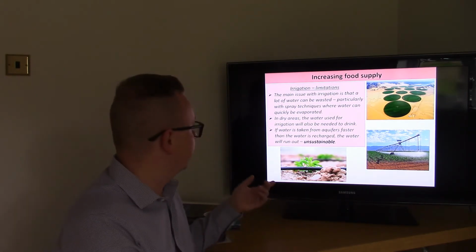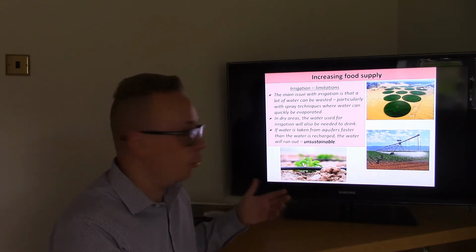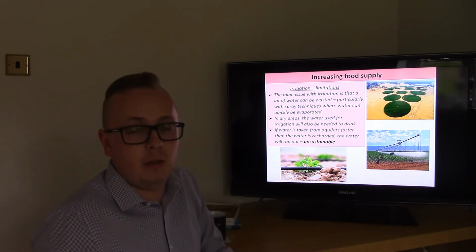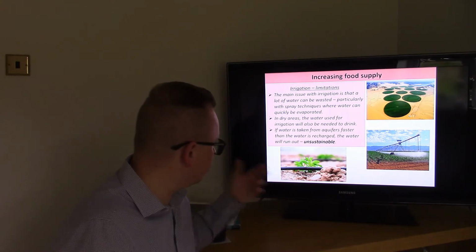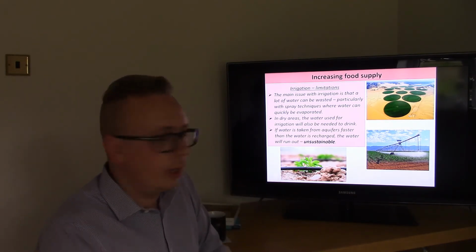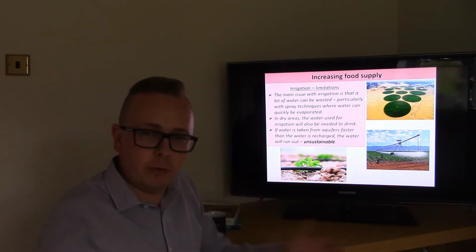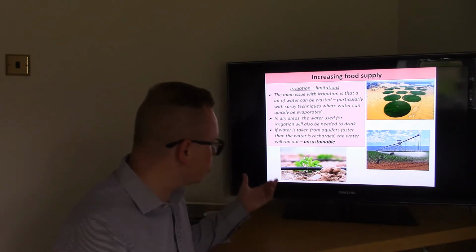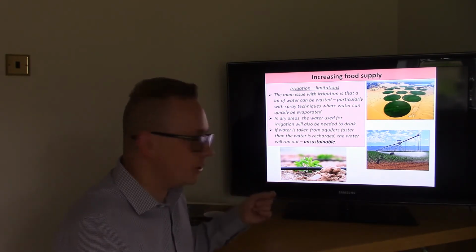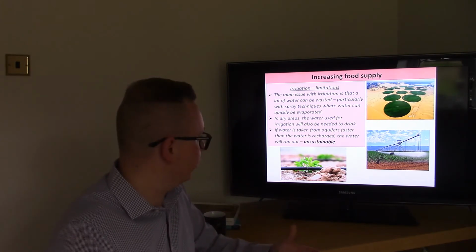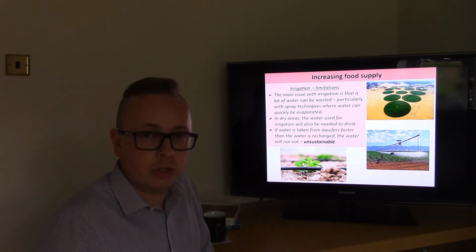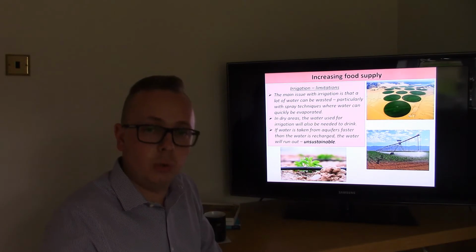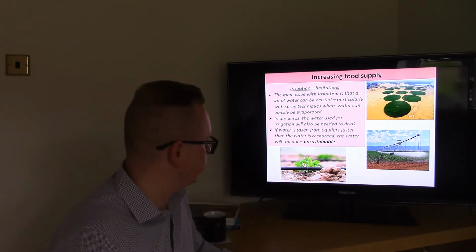Now, there are some limitations to irrigation, the main one being that obviously a lot of water can be wasted. If you're spraying the water in a very dry area, lots of evaporation is going to mean that a lot of that water is going to be lost. Obviously in dry areas, water is also needed to drink, and as a result there's a conflict of interest about food production versus water for human consumption. And in those dry areas, if water has been taken from aquifers faster than the water is recharged, that is the aquifer being refilled, the water is going to run out. So that would be unsustainable. These aquifers are not going to have water in them forever in a lot of areas if we're using the water faster than it's been able to recharge.